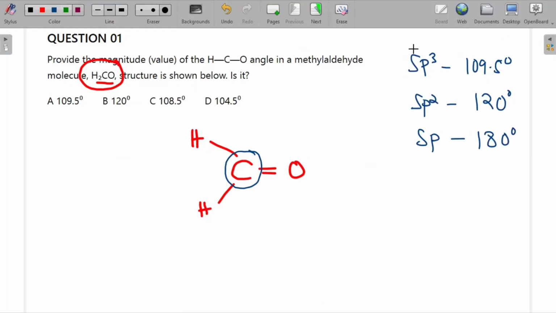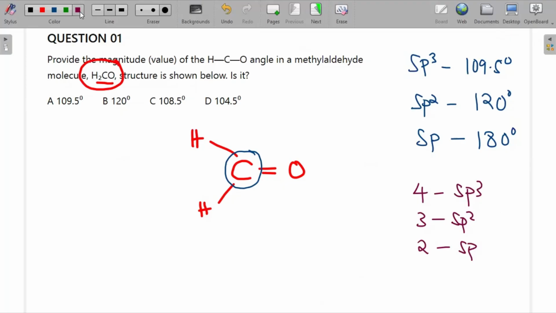For you to find the hybridization state, you just check how many items or regions of electron density are attached to the central atom. If 4 items are attached to the central atom, we say it's sp3 hybridized. If it is 3 items, we say it's sp2. If it is 2, we say it's sp. Depending on the hybridization state, we can simply pick the angle there on top.